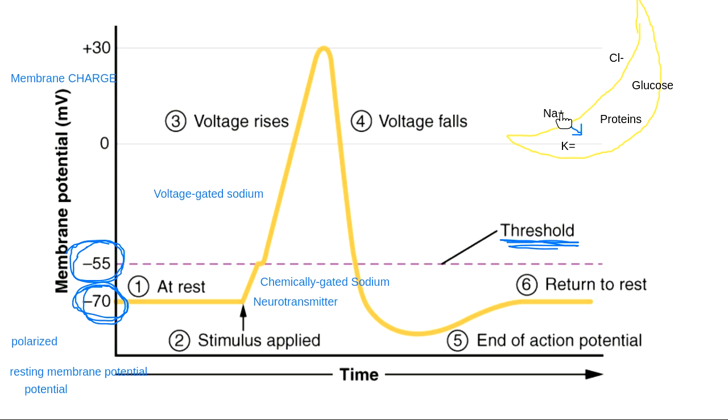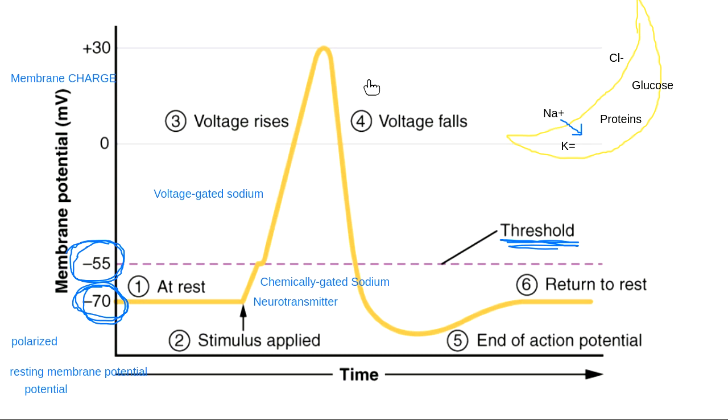I still have way more outside than I have inside. Now I'm going to open up the voltage gated channels, because my charge is so different, and rush in tons and tons and tons of sodium. And again, because sodium has a positive charge, we're going positive, positive, positive. We keep bouncing up positive charges until I get all the way up to positive 30. I have so much sodium inside of me, my membrane charge now on the inside looks positive. It used to be negative, it's positive now because I have so much sodium inside my cell.